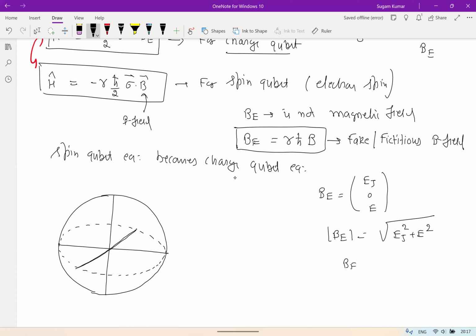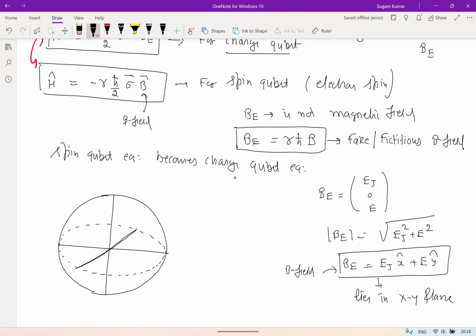In principle, this B_E is nothing but E_J x cap plus E y cap. So this B_E lies in the XY plane. Now onward, I'm going to call this a magnetic field, but always keep in mind, this is not a magnetic field. So here you can think this is the Y and this is Z and this is the X.